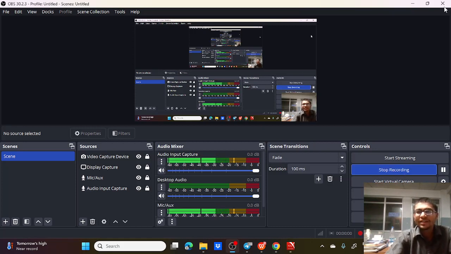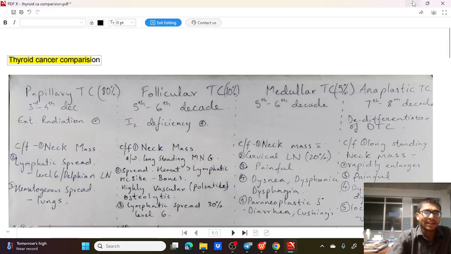Hello guys, good evening. Today we'll be having a discussion on thyroid cancer and its comparisons. We'll not be having a detailed discussion on various cancers. Rather, today we'll be having the comparison of common thyroid cancers. We'll also see the thyroid cancer classification, and we'll see the flowchart for the management of common thyroid cancers.